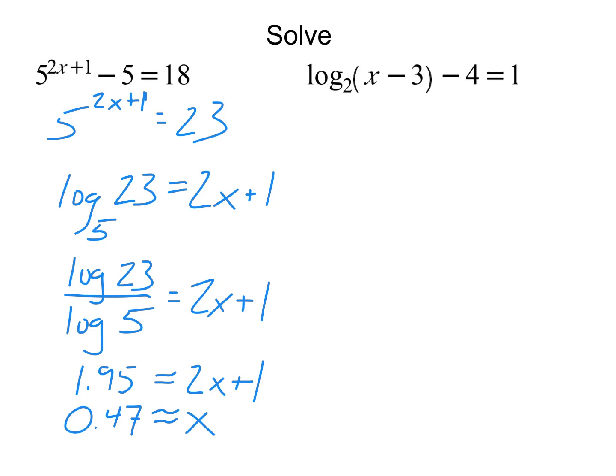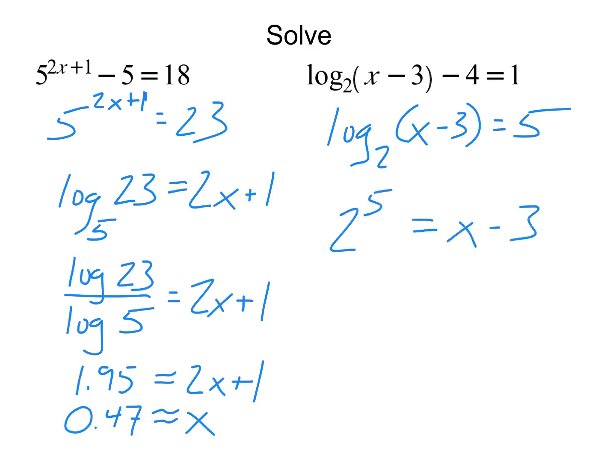Then we move on to number 2, where the first thing I want to do is get the log by itself, so I add 4 to both sides. So now that I made it simpler, I look and see what I've got here, and I have a logarithm by itself. Since I have a logarithm by itself, that tells me to turn it into exponential form. So that means it becomes 2 to the power of 5 equals x minus 3. And then 2 to the 5th, that's 32. And then we add the 3 to both sides, so we end up with a final answer here of x being 35.